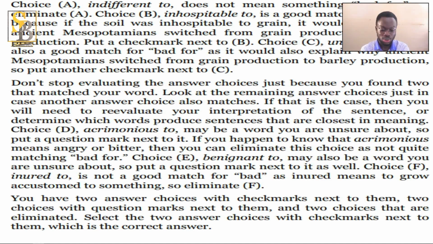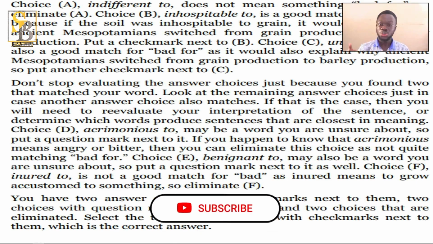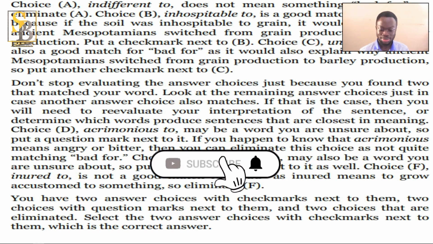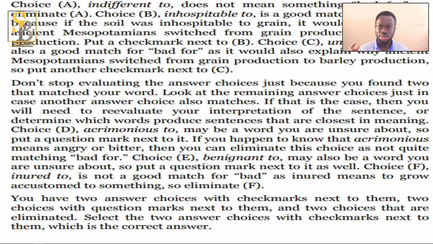Choice F, inured to, is not a good match for "bad for," as inured means to grow accustomed to something, so eliminate it. You have two answer choices with check marks next to them, two choices with question marks next to them, and two choices that are eliminated. Select the two answer choices with check marks next to them, which is the correct answer. That is inhospitable to and unsuitable for. So using the same approach as the text completion, look for clear transition words, come up with your own word. You compare with the words that you were given, then you are good to go.